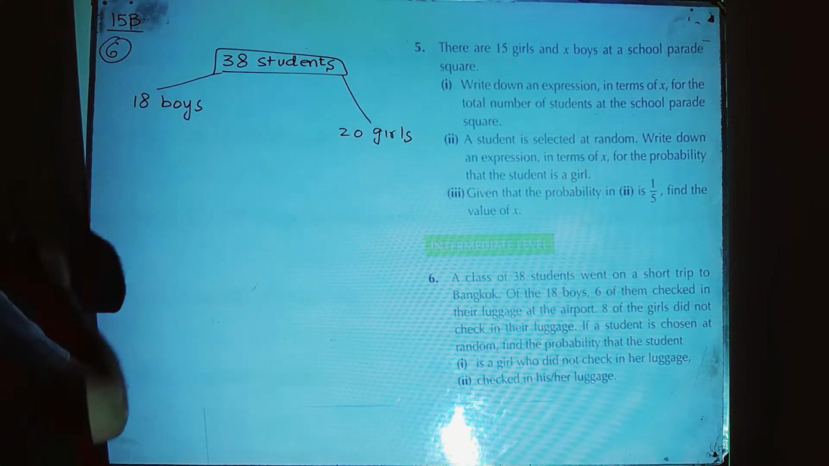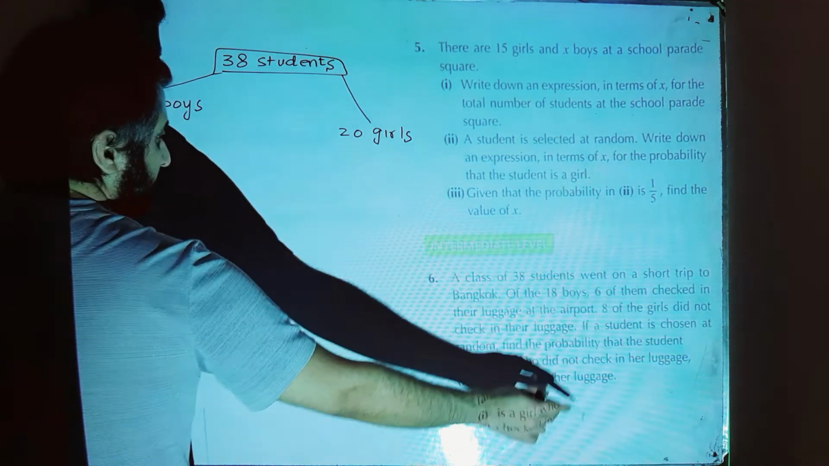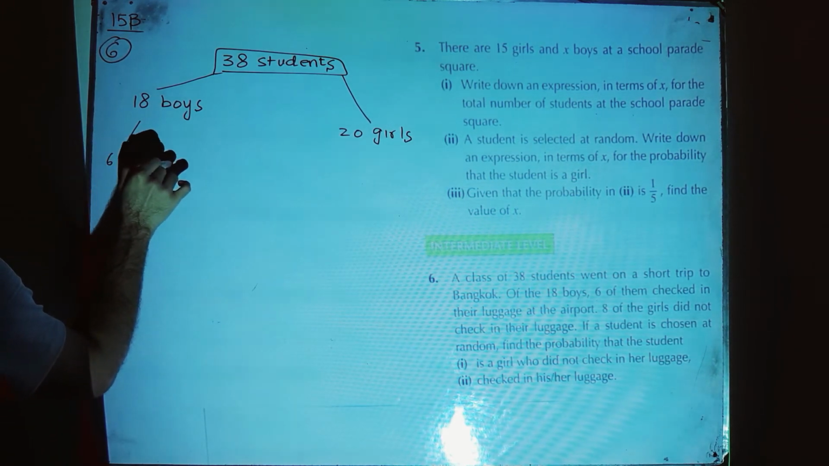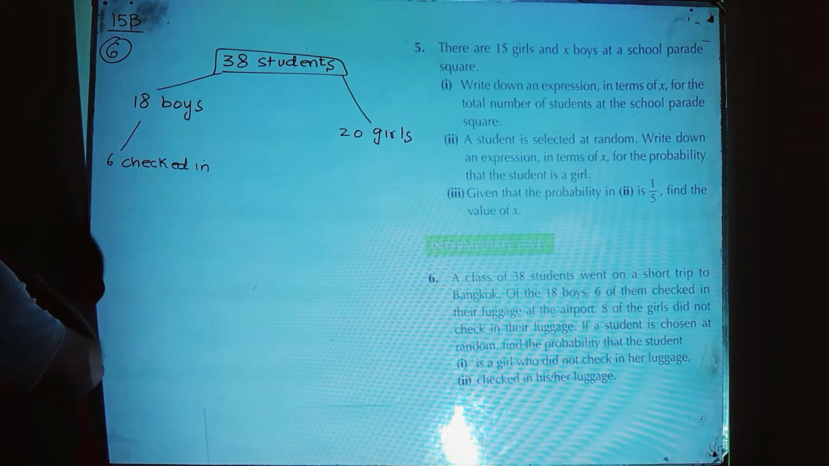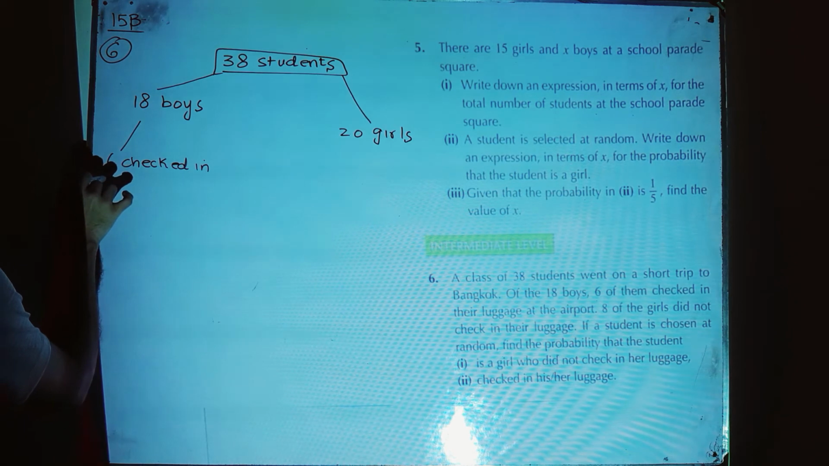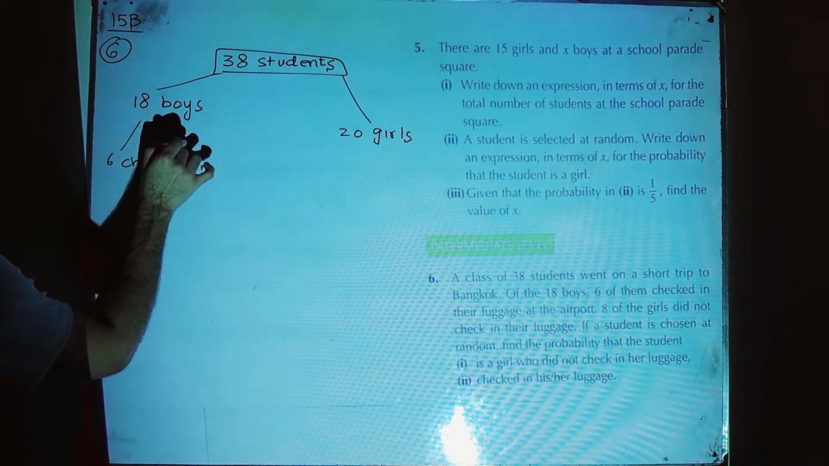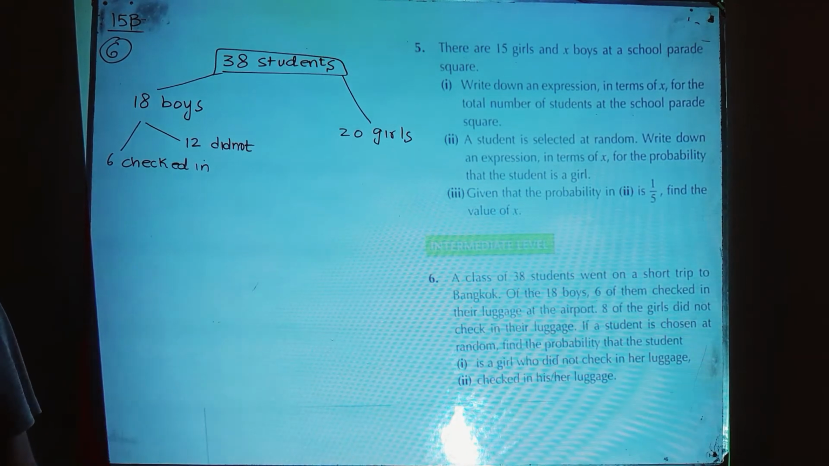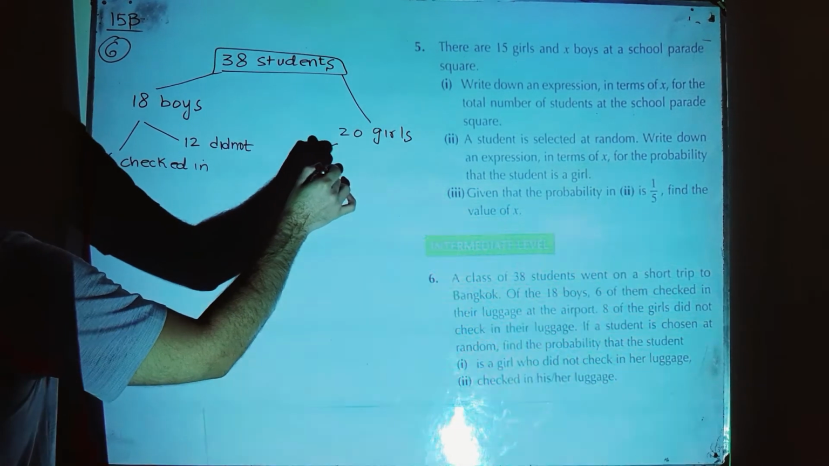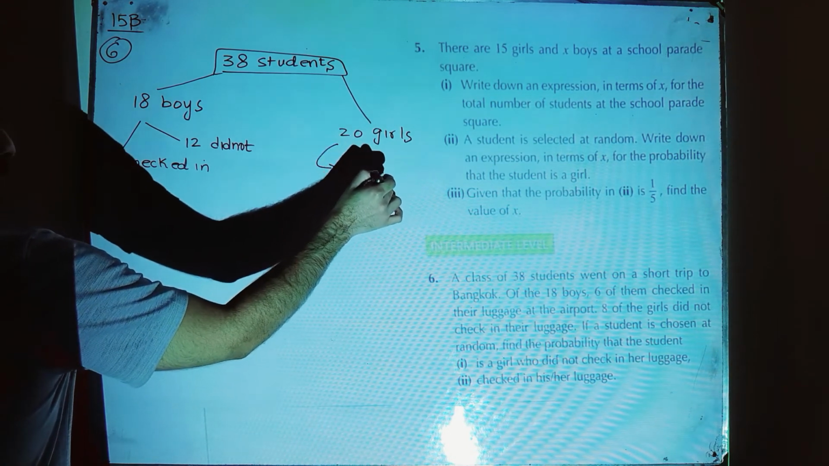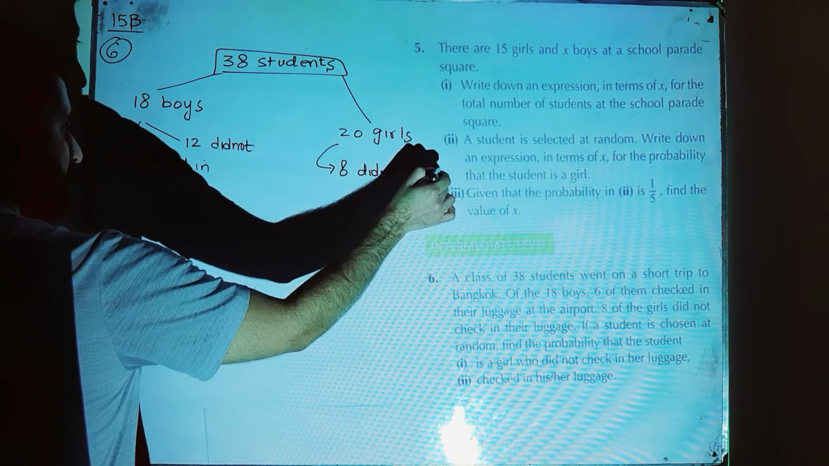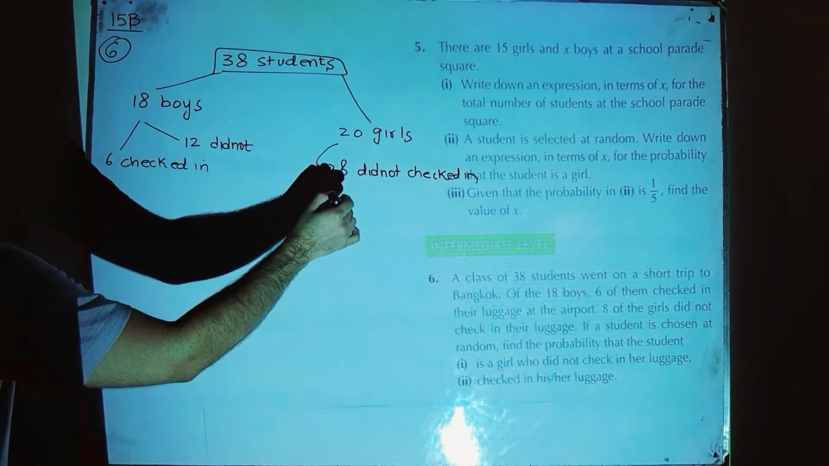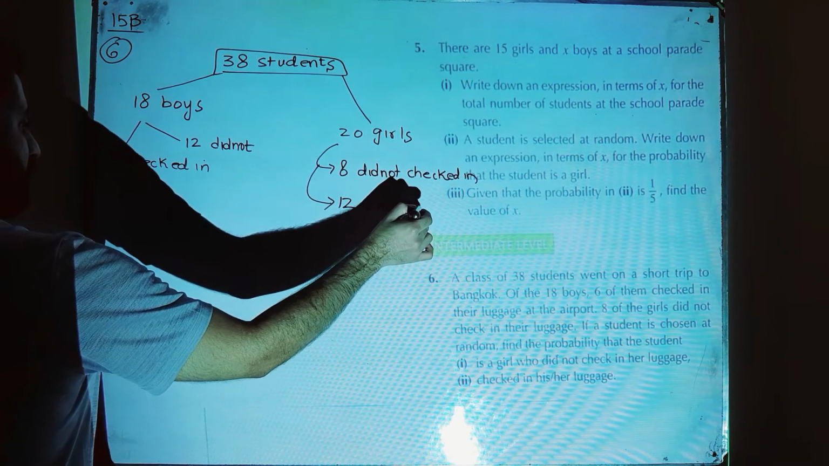And out of 18 boys, 6 of them checked in their luggage. So how many didn't check in? 6 checked in, so obviously 12 didn't check in. And from the girls, 8 of the girls didn't check in their luggage. Then how many girls checked in? If 8 didn't, then 12 checked in. This is the supposed diagram.